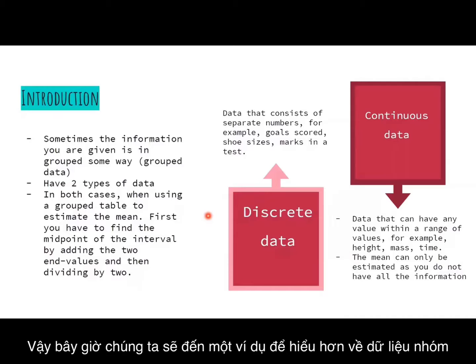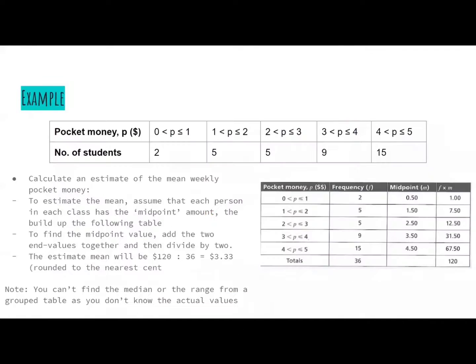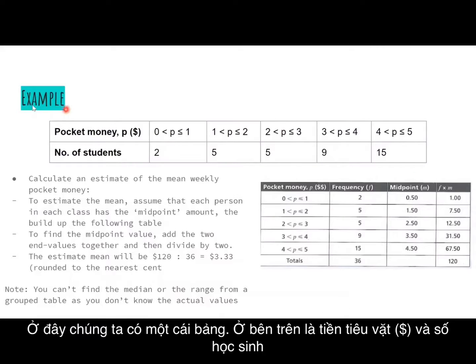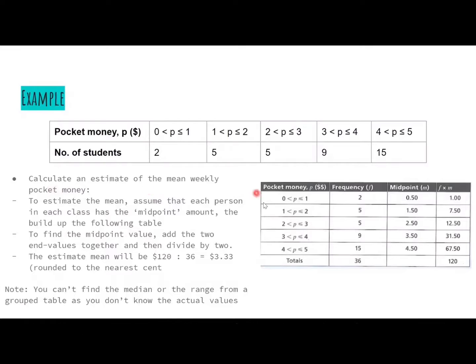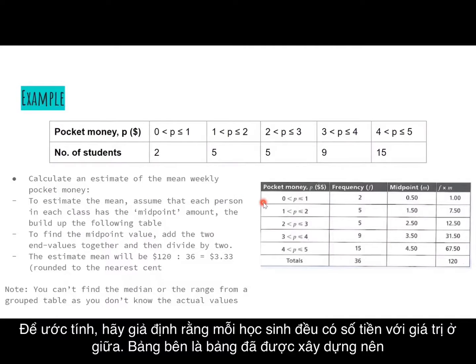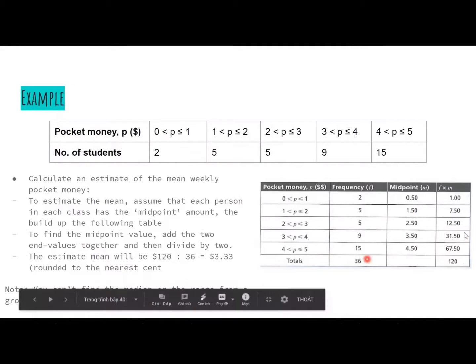So now we'll go to an example to understand more about grouped data. As you can see here is a table. There is the pocket money and the number of students who have this pocket money. So now the question is to calculate an estimate of the monthly pocket money. To estimate it, assume that each person in each class has the midpoint amount. The build-up of this will be in this table.